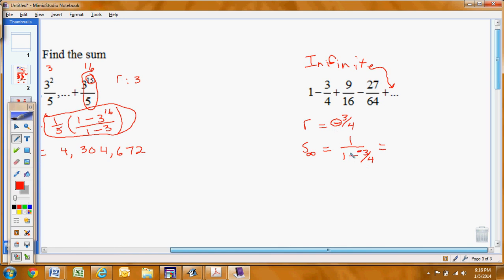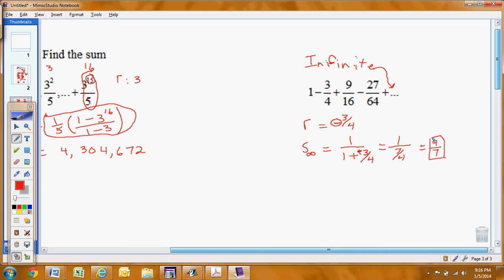If r is negative, then we do minus a negative. Minus a negative, we should know, is plus a positive. So it ends up being 7/4 down there. And 1 divided by 7/4 is really 4/7, which seemed kind of odd, but that is the sum.